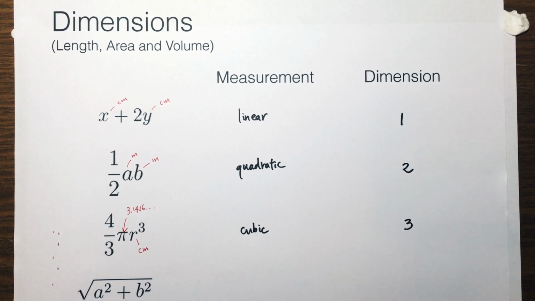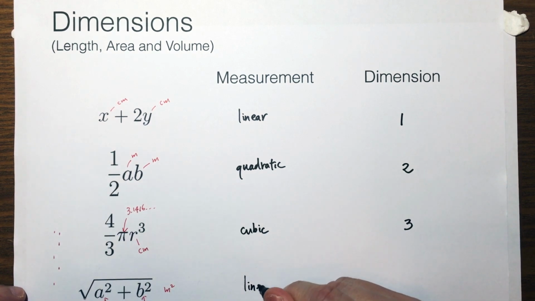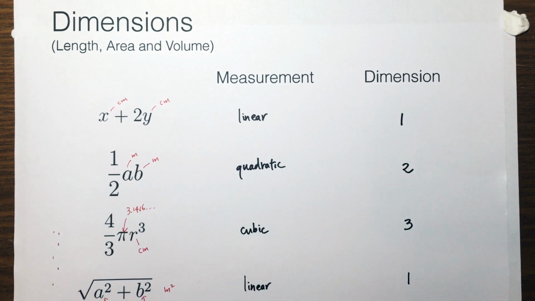And finally, this one, square root of a squared plus b squared. Let's assume that it is in meters. And therefore, after we square and then add up the two terms, we have the intermediate unit meter squared. But finally, we need to take the square root. Therefore, it will become a linear measurement. And it has only dimension 1, the first dimension.